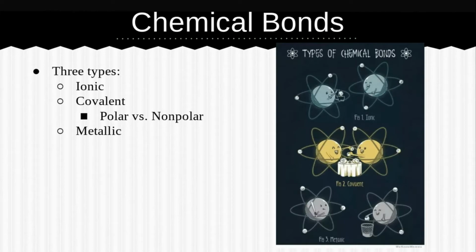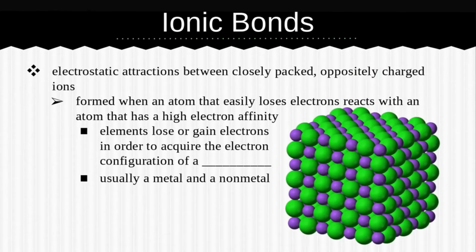There's 3 types of chemical bonds that we'll be looking at. There's ionic, covalent, and metallic. Covalent can be divided into polar and nonpolar, so we'll discuss that as well. Ionic bonds are the attraction between oppositely charged ions. So in an ionic bond, the atoms become charged in order to fulfill the octet rule. So this is where they lose or gain electrons. Losing electrons gives them a positive charge because electrons are negative, while gaining electrons would give them a negative charge.